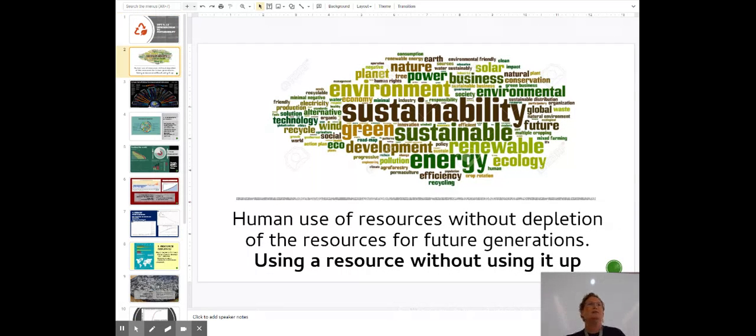So human use of resources without depletion of the resource for future generations is another way of saying sustainability. And I like the simple thing, using something without using it up. Sustainability or conservation or any of these environmental terms, it doesn't mean stop using things altogether. Just don't do it. No, you got to sit in the dark and eat celery. It's using it without using it up. So that takes an understanding of how things reproduce, how things exist, how the world works, how the earth works, how living things reproduce. So using a resource without using it up, that's what sustainability is. So you can use either one of those terms, okay?